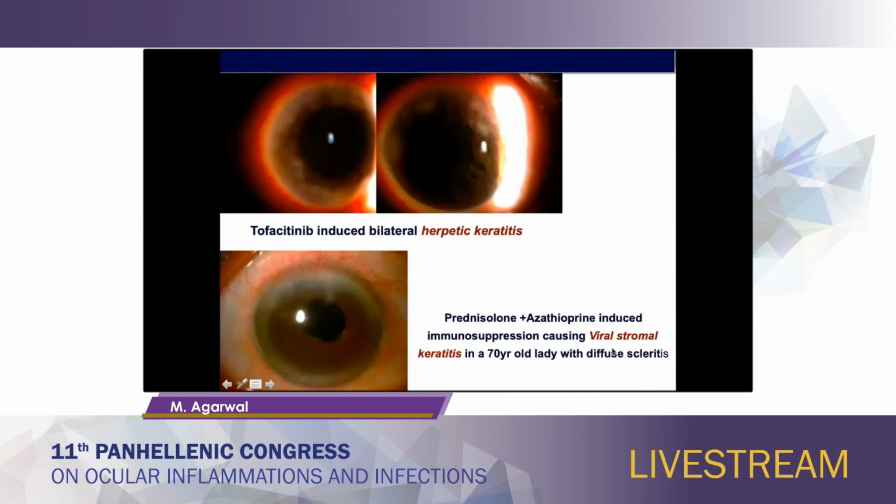There's another patient, she was put on tofacitinib, and she develops bilateral herpetic keratitis. And here's one of my patients who had VKH disease and prednisolone and azathioprine-induced immunosuppression, picked up viral stromal lesions in the cornea, and then the patient's treatment was stopped and we started oral antivirals.